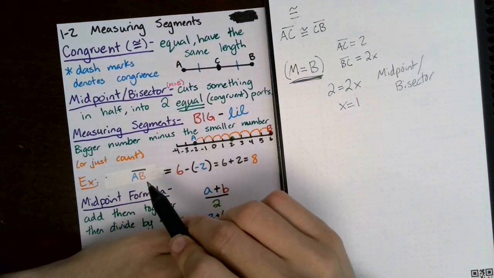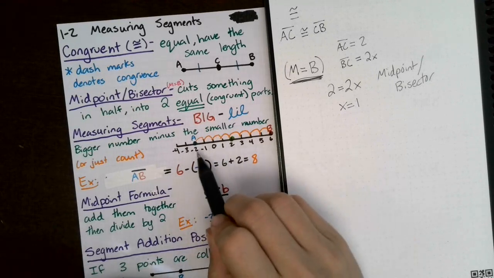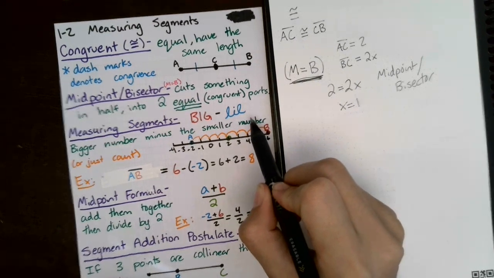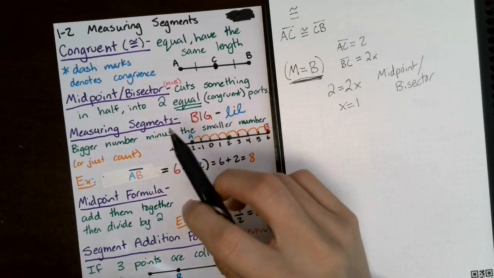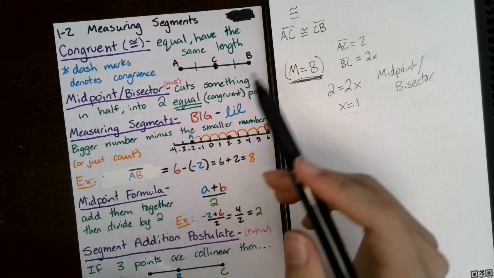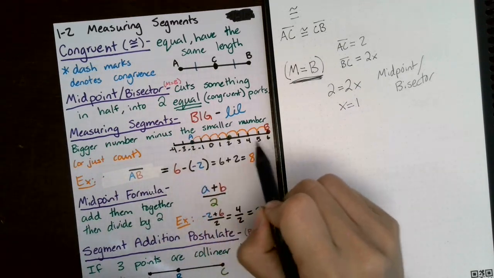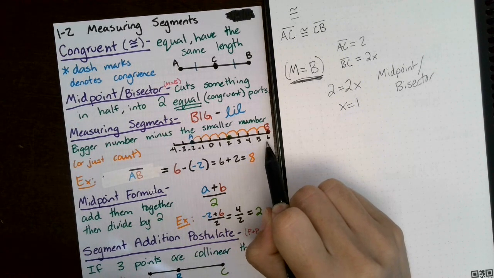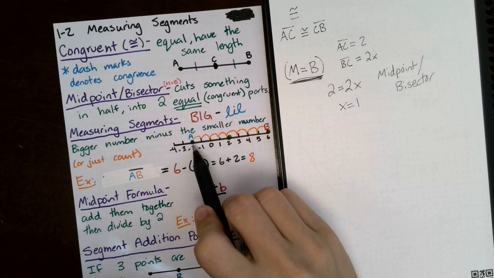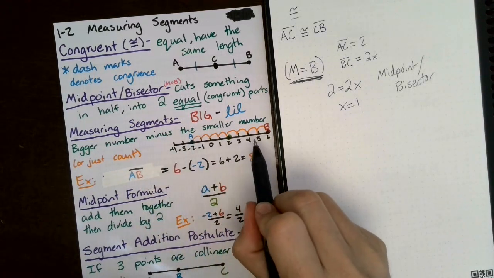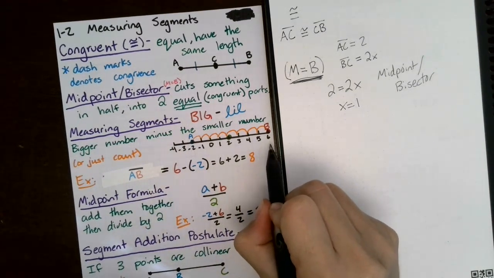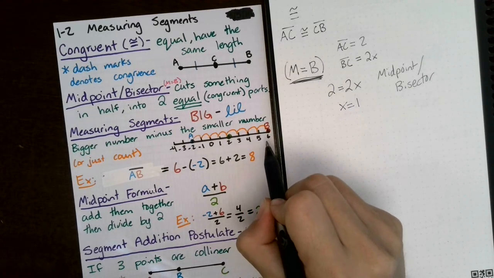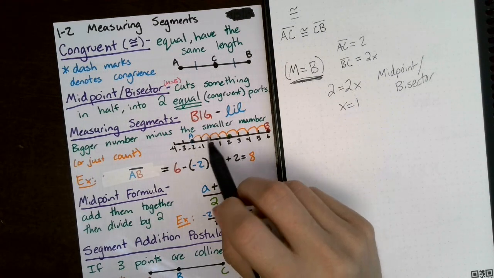So then let's talk about measuring segments. When we're on a number line, we can do the big number minus the little number. So big minus little. Or we can just count. That's two ways to do it. The big number, especially on a number line, is always going to be the one to the right. So even if this was 6 and this was negative 15, 6 would still be the bigger number. The positive number is always going to be the bigger number. So I have to do big minus little. Or we can just count.